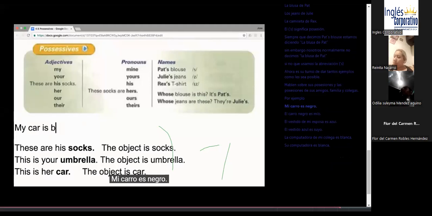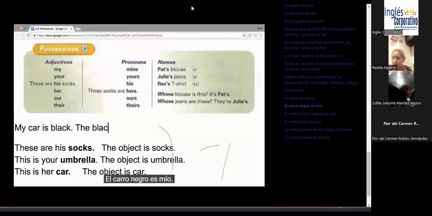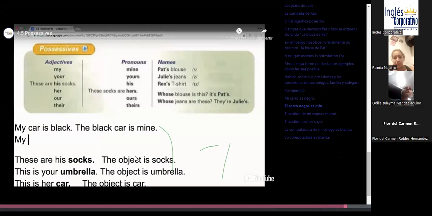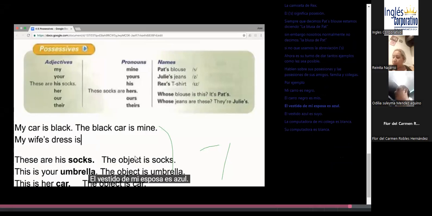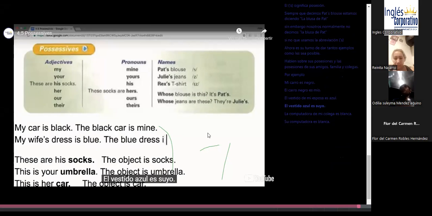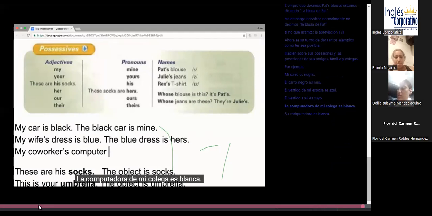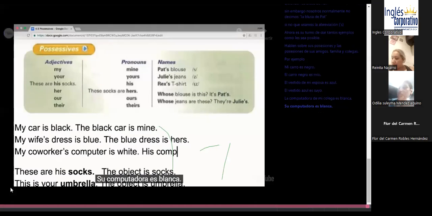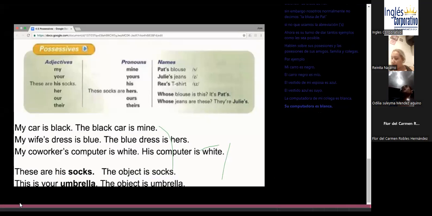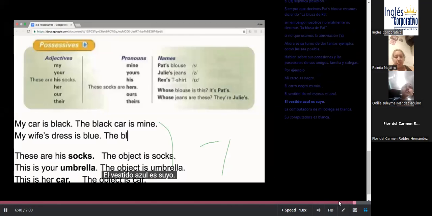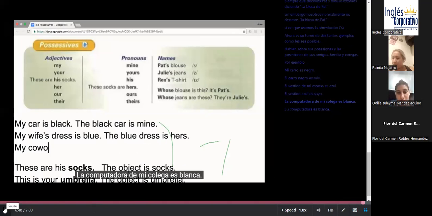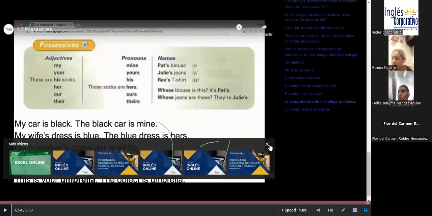my car is black. The black car is mine. My wife's dress is blue. The blue dress is hers. My co-worker's computer is white. His computer is white. Okay.